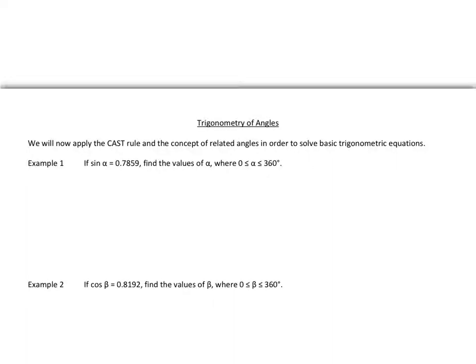In this lesson, we're going to apply what we've learned about the cast rule and the concept of related angles in order to solve some basic trigonometric equations. The first one being sine alpha equals 0.7859, and we were asked to find the values of alpha between 0 and 360 degrees. So we're going to start off by using our calculator to find one possible solution.